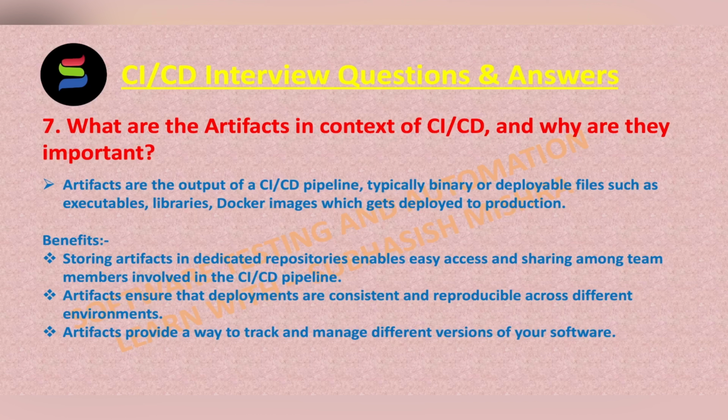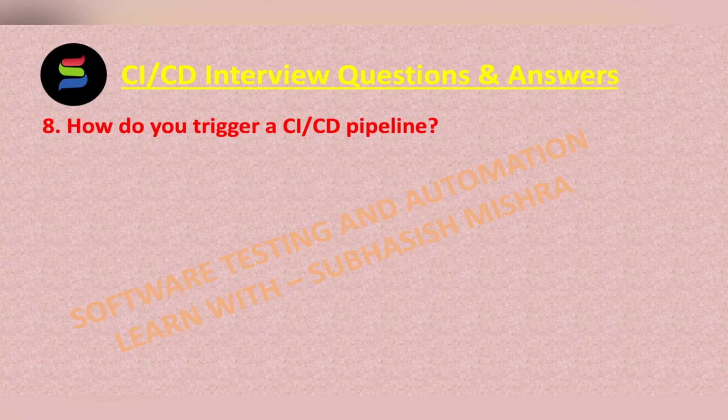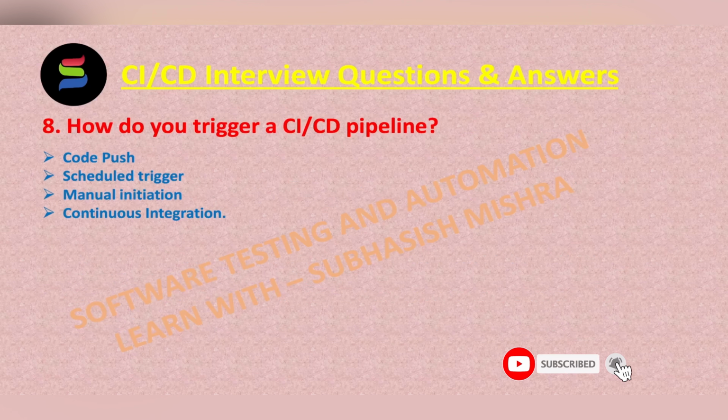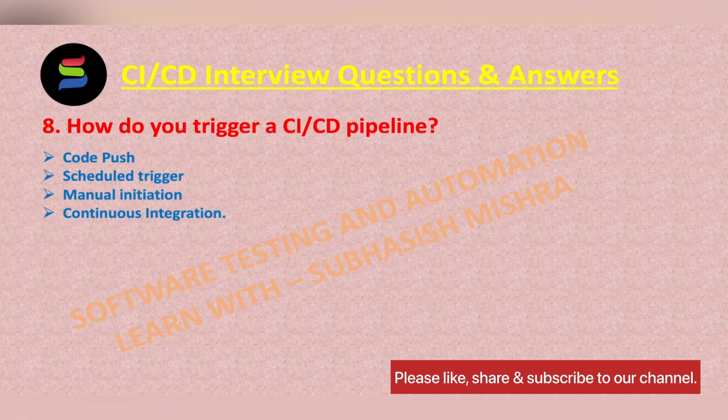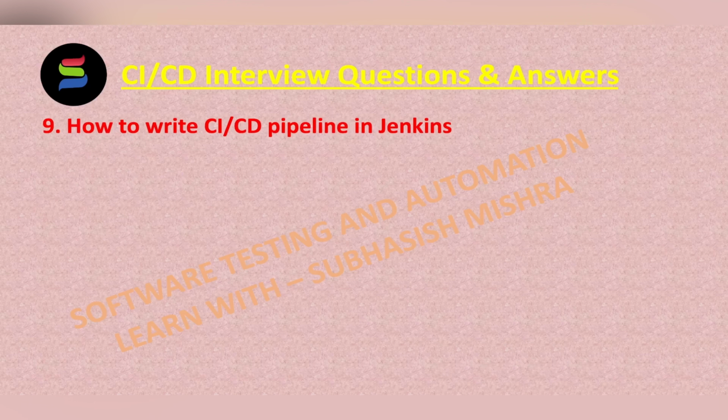Okay, we will move to the next question. How do you trigger a CI/CD pipeline? A CI/CD pipeline can be triggered in several ways like code push, schedule trigger, manual initiation and continuous integration. Okay, we will move to the next question. How to write CI/CD pipeline in Jenkins?